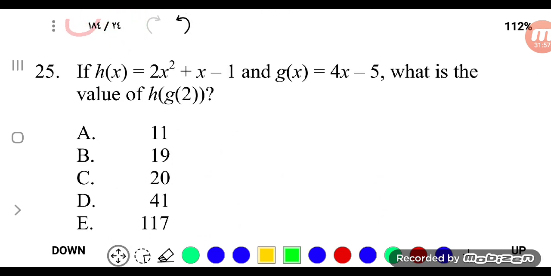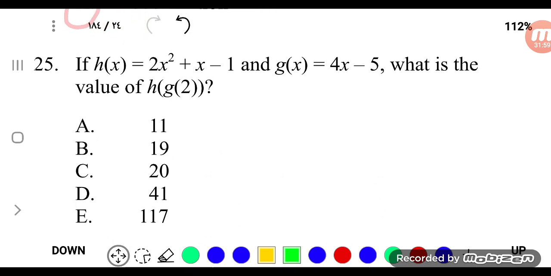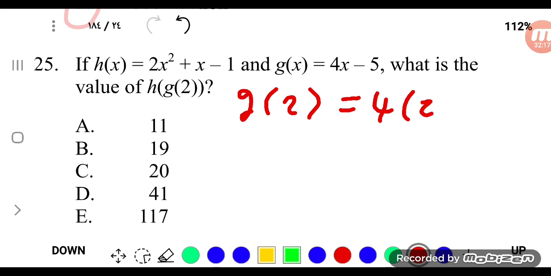Next question, number 25. h of x is this, g of x is this. What's the value of h(g(2))? Here I start by finding g of 2. So g of 2 is equal to 4 times 2 minus 5. 8 minus 5 is 3. So g of 2 is equal to 3.